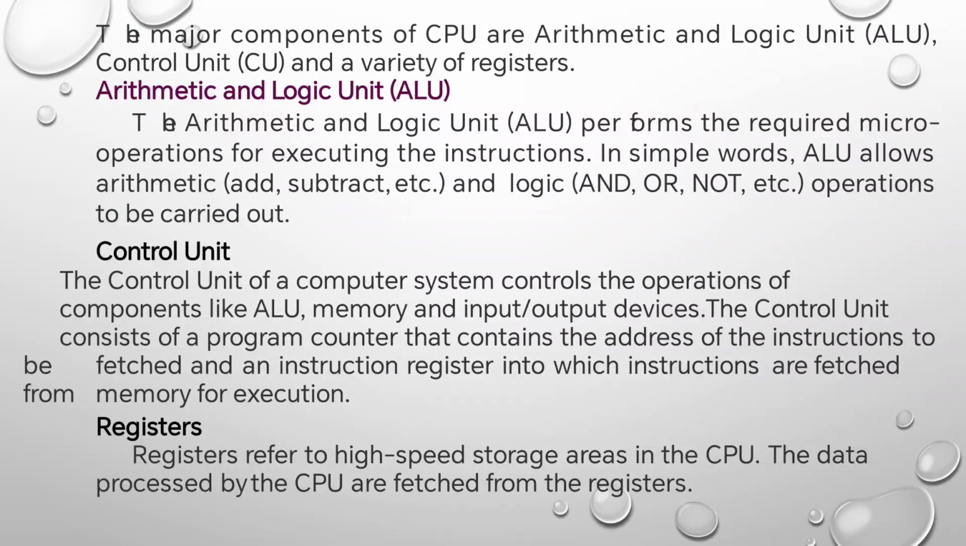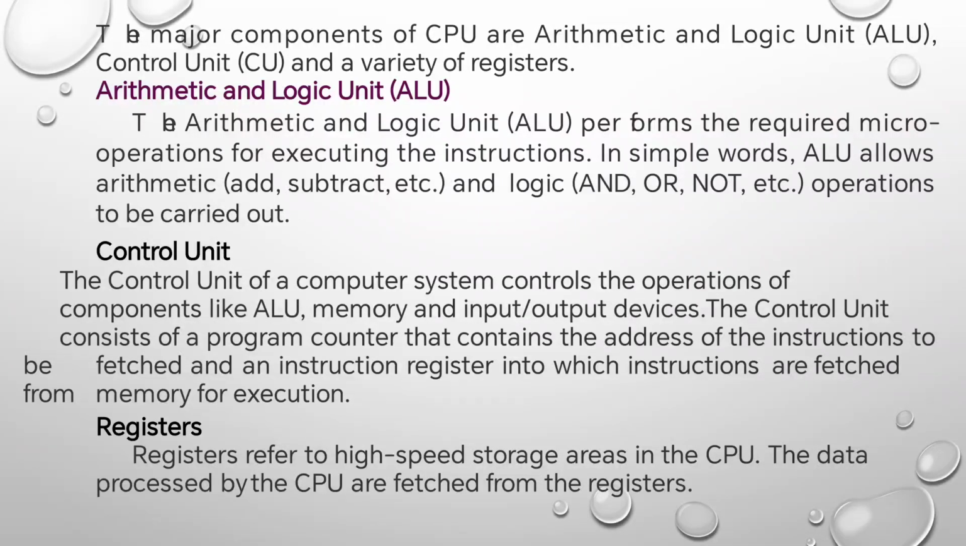The major components of the CPU are the arithmetic logic unit, the control unit and a variety of registers. Arithmetic and logic unit: the ALU performs the required micro-operations for executing the instructions. In simple words, the ALU allows arithmetic operations, that is addition, subtraction, etc., and logical operations, AND, OR, NOT, etc., to be carried out.